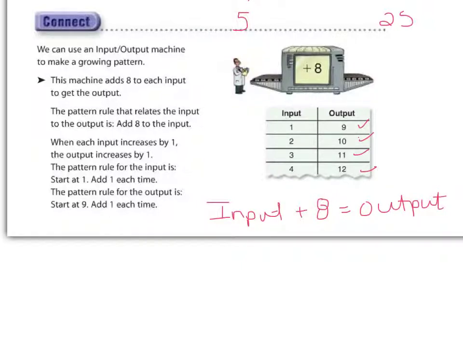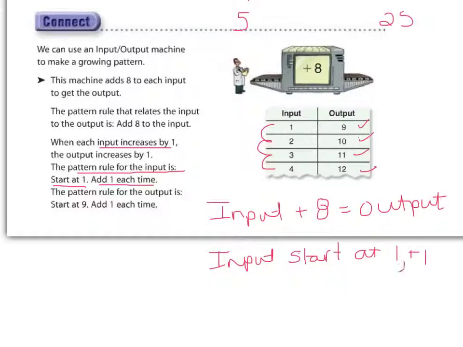We can also look at our input. Our input increases by 1 each time. So for our pattern rule, we could say that we start at 1 and we add 1 each time. So our input rule: start at 1, plus 1 each time. And we can see that that does in fact work as well. 1 plus 1 is 2, 2 plus 1 is 3, 3 plus 1 is 4, and so on.